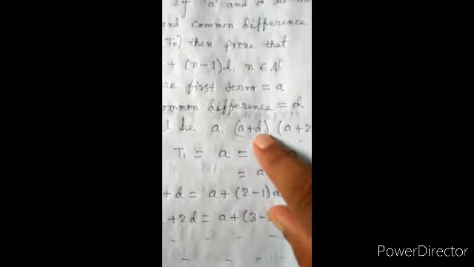Proof. Here first term is equal to A. It is given. A is first term, D is common difference. Then we have AP like this. A first term plus common difference, that is second term, that is A plus D. Second term plus common difference, that is third term, that will be A plus 2D, etc. We have T1 is equal to A is equal to A plus 0. We can write it as A plus 1 minus 1 D.